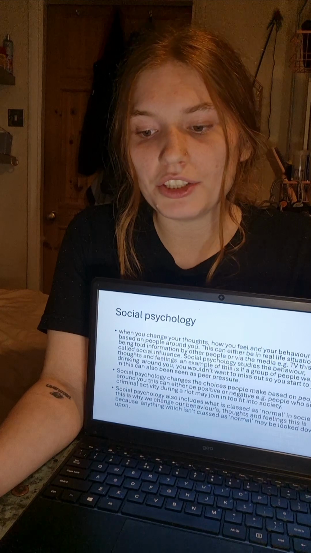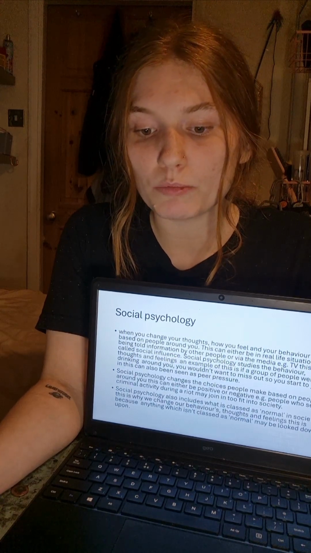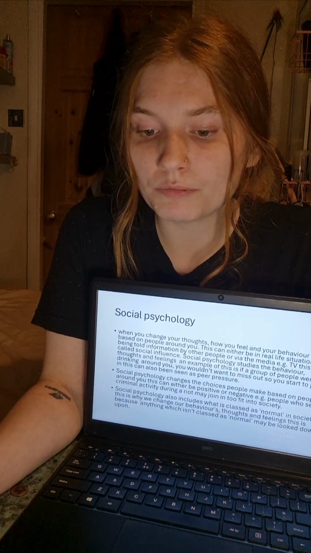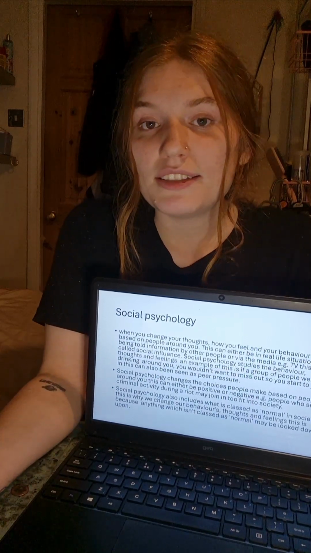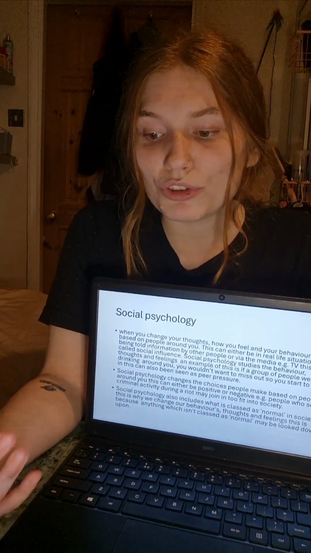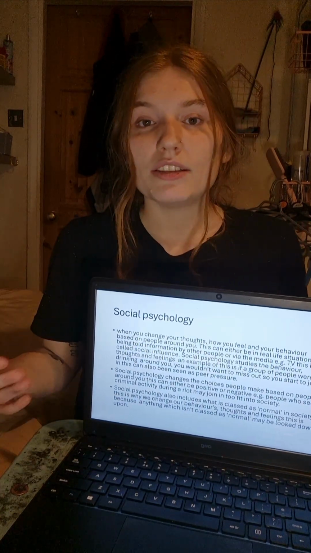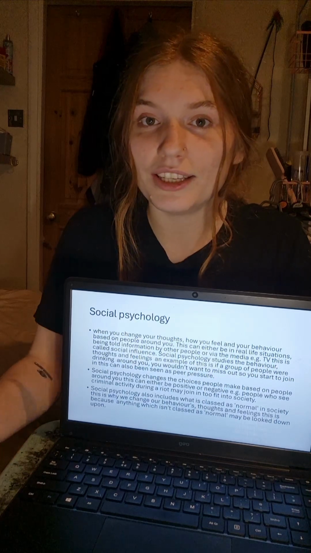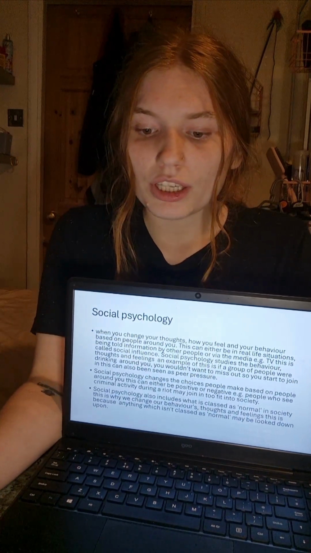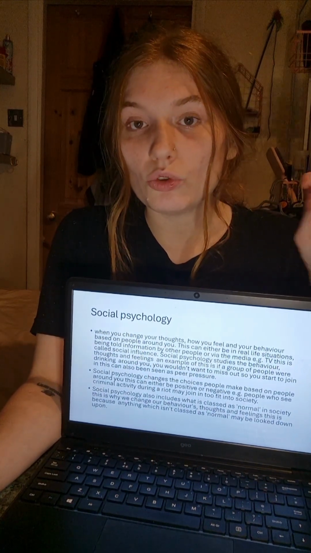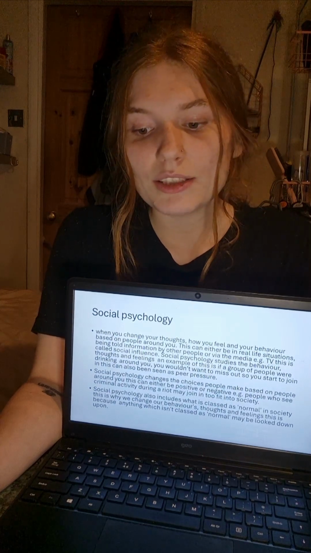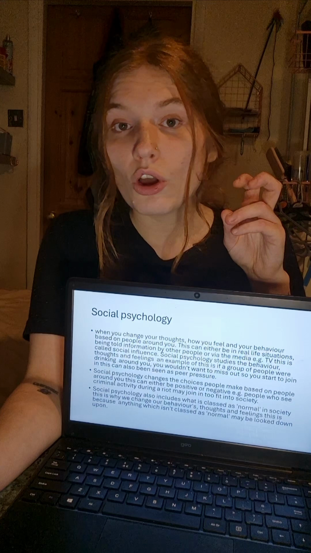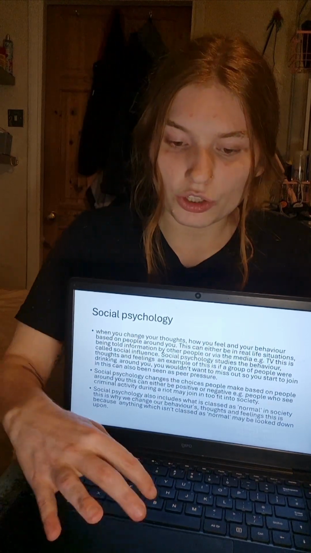Social psychology changes the choices people make based on what people do around you. This can either be positive or negative. An example of this is if people see people rioting, they may want to join in to the riots to fit into society. Social psychology also includes what is classed as normal in society. This is why we change our behaviours, thoughts and feelings. This is because anything which isn't classed as normal may be looked down upon and judged.